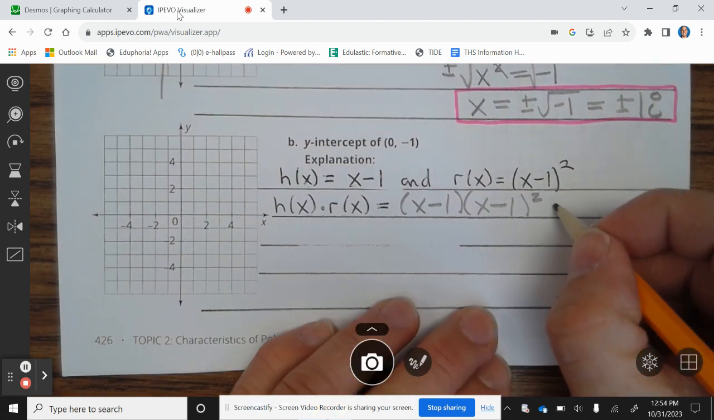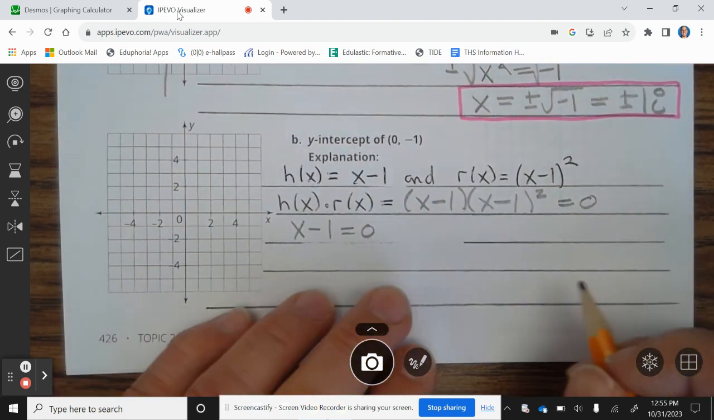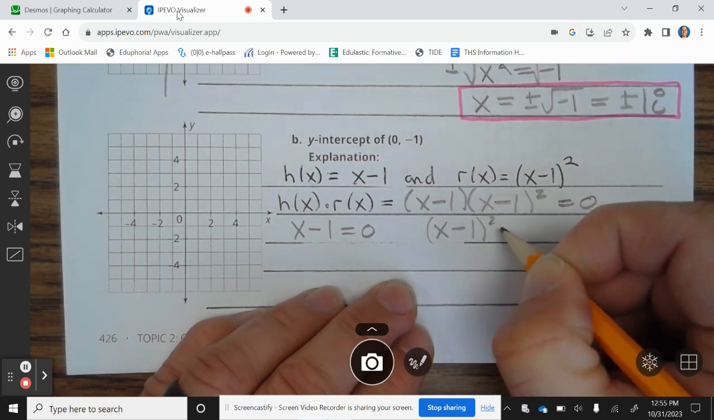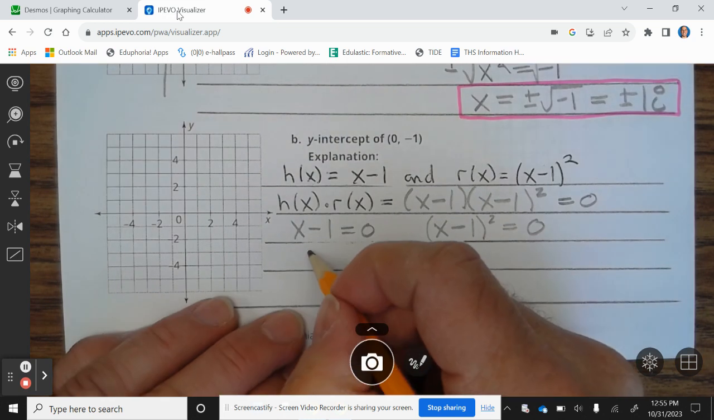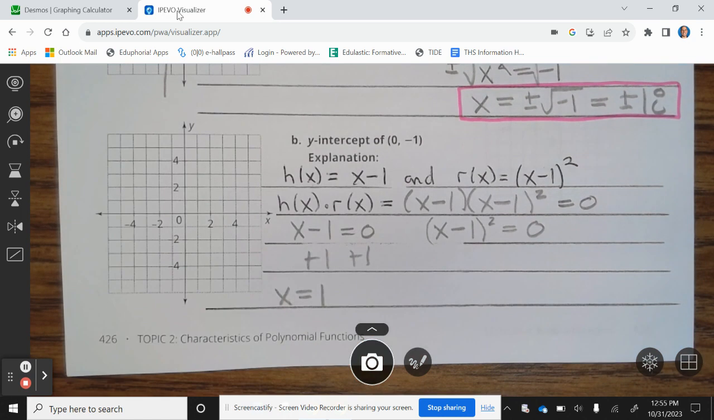Now let's go ahead and set this equal to 0 to find the zeros. So x minus 1 equal to 0, and x minus 1 squared equal to 0. So add 1 to both sides, you get x equals 1.